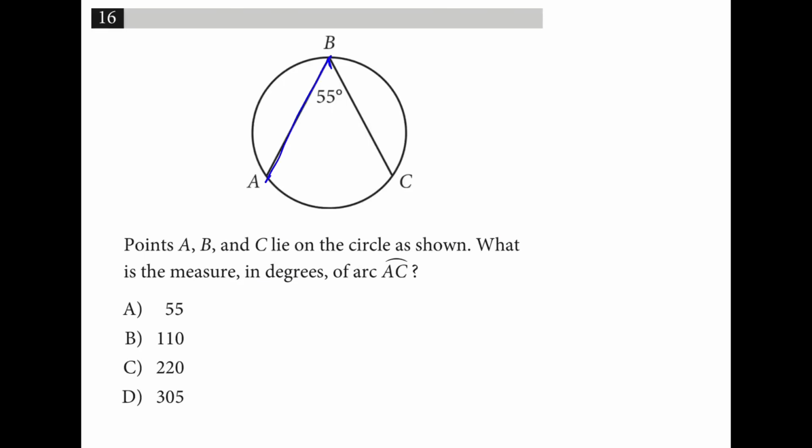This is called an inscribed angle. So 55 degrees is doubled when it's out here on the exterior. So 110 degrees is the answer.